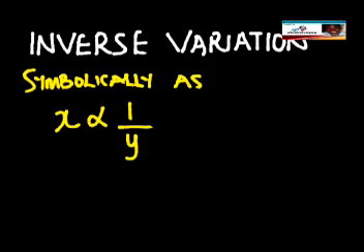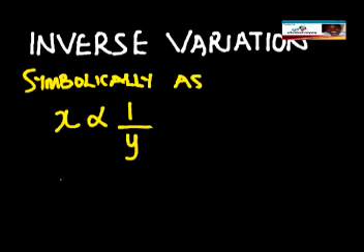The inverse variation is what we're looking at here, and it's very different from the direct variation in the sense that whenever a value varies inversely, the symbolic representation is 1 over. So here you have x varies inversely as y. So symbolically you're going to represent this as x alpha 1 over y. And we may want to find the constant here.